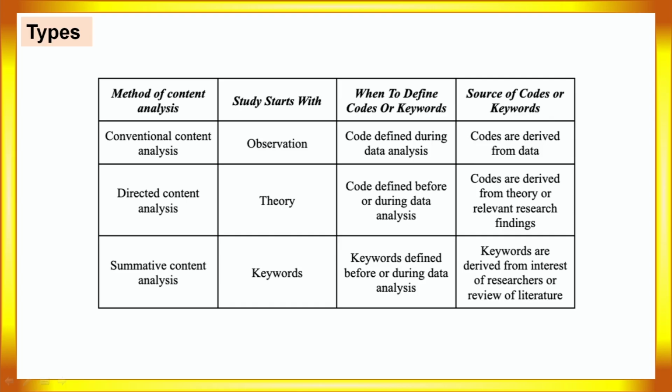Like in the conventional content analysis, the codes are defined during the data analysis, but in the summative one, the codes are defined beforehand, or they may also be defined during the process. In the conventional content analysis, codes are generally derived from the data, whereas in the directed content analysis, the codes are mostly derived from theories. In the summative content analysis, they are derived from previous empirical research or the interest of the interviewer.